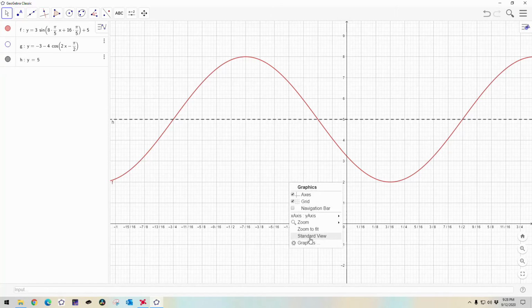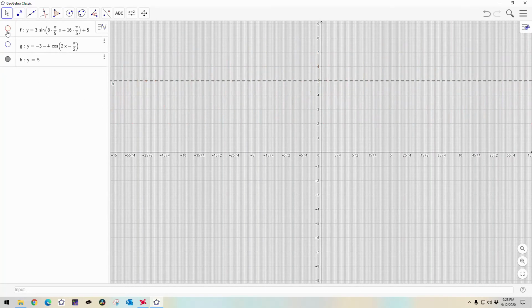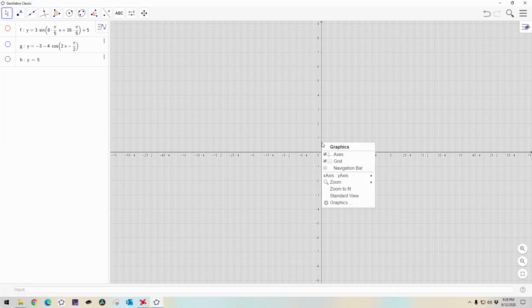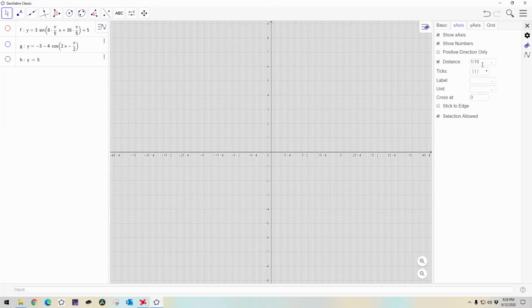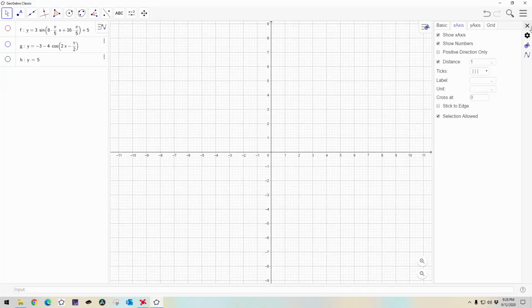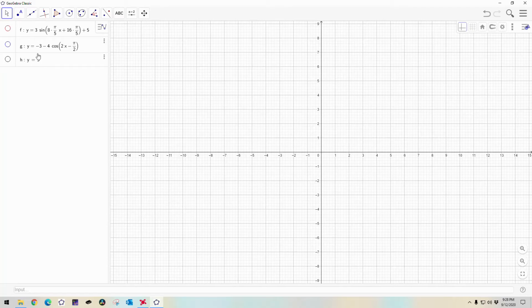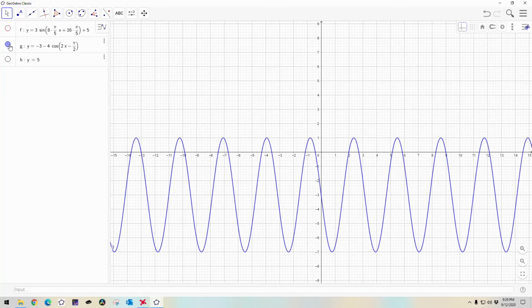Okay, so let's go back to standard view and let's turn off this graph. Set my distance back normal again. The other graph was -3 minus 4 cosine 2x minus pi over 2. And again, this one was shifted vertically. It was shifted down by 3.